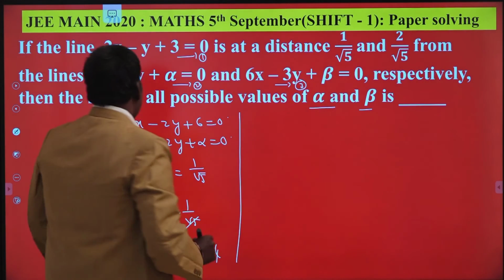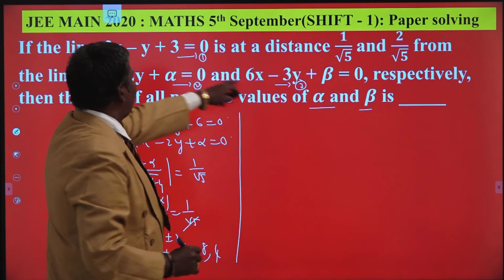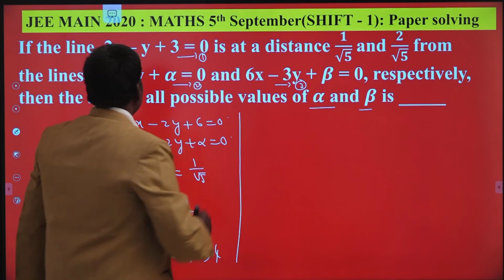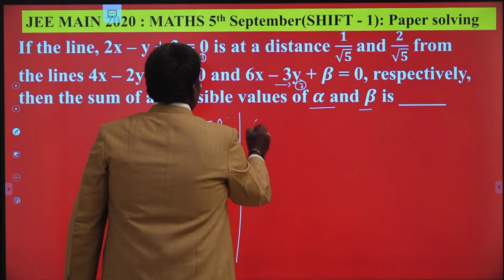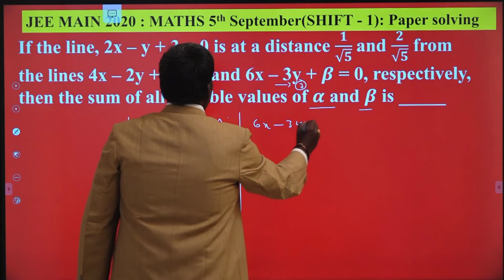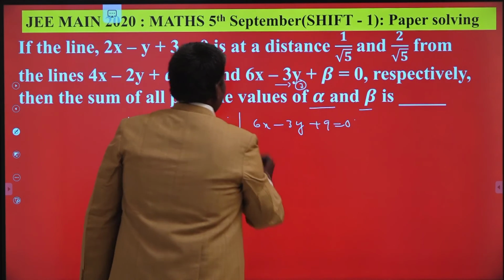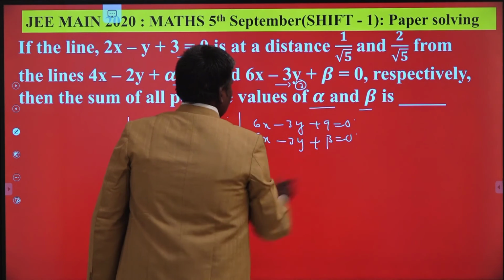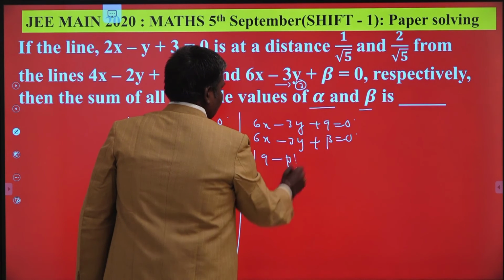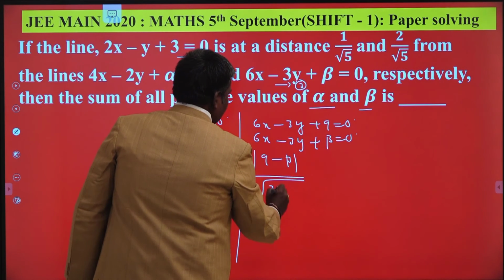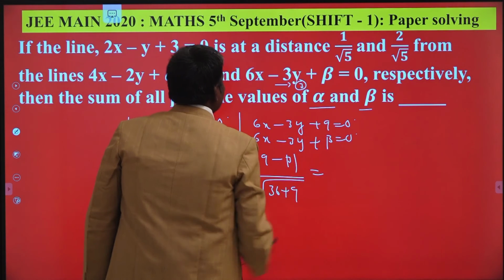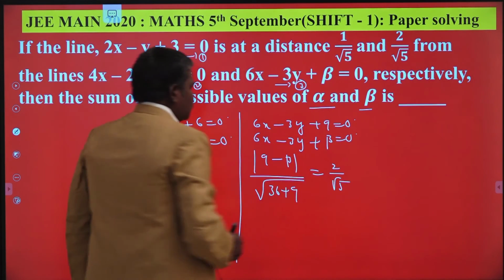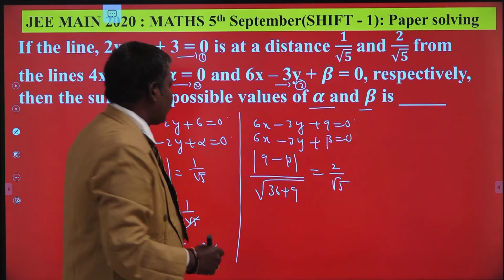In the same manner, let us find the parallel distance between 1 and 3 also. To get the parallel distance, we have to multiply the first equation by 3. 3 2s are 6x minus 3y plus 9 equal to 0. And 6x minus 3y plus beta is also 0. So the parallel distance is modulus of 9 minus beta by root of 36 plus 9, which is equal to how much they have given you? 2 by root 5. 36 plus 9, 45. That is 3 root 5.